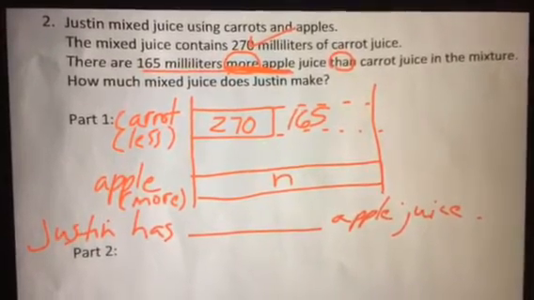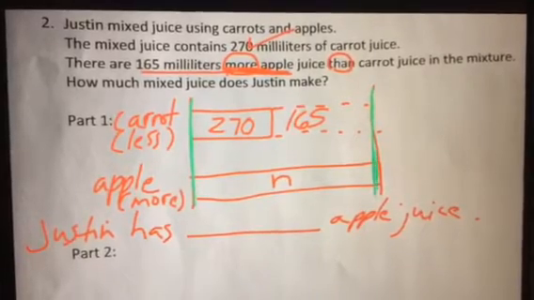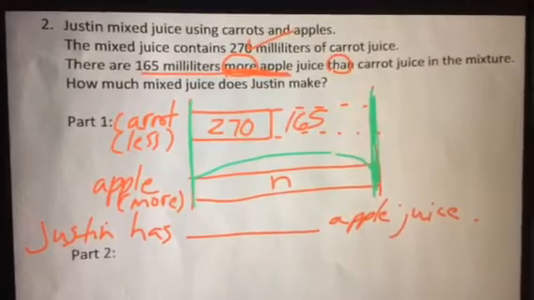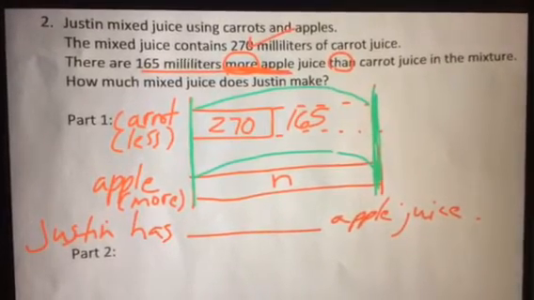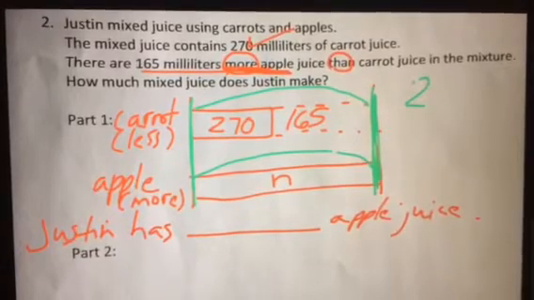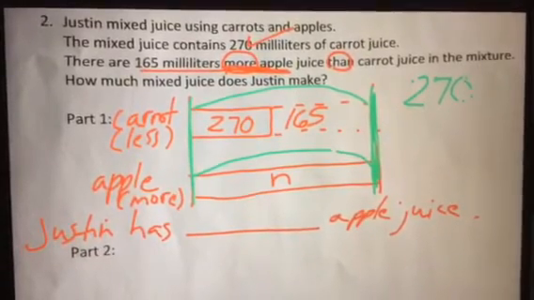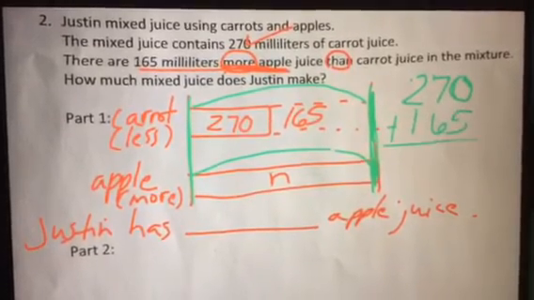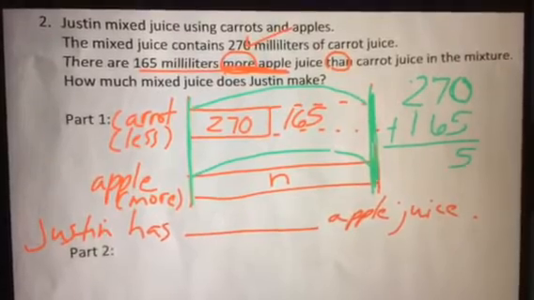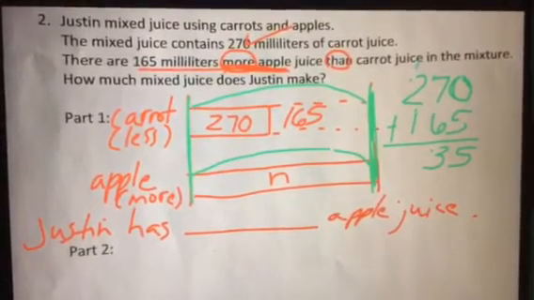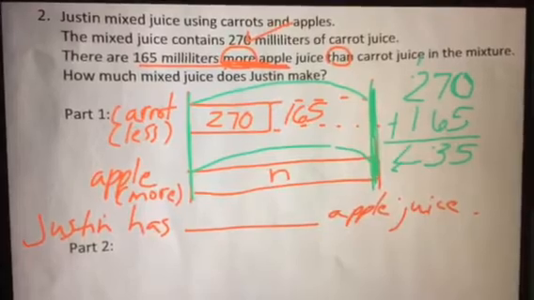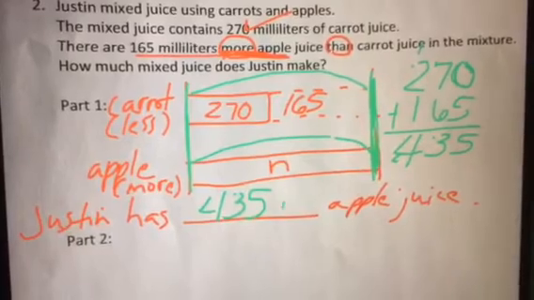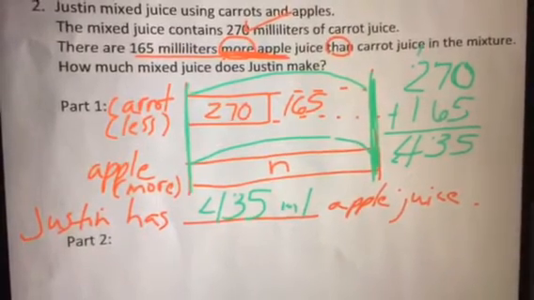Well, once again, guys, look, here's the beginning line, here's the ending line. If we're trying to find out this right here, then you know that all you have to do is add these two together, okay? It's very visual. 270 milliliters plus 165 milliliters. The total would be 435 milliliters of apple juice.